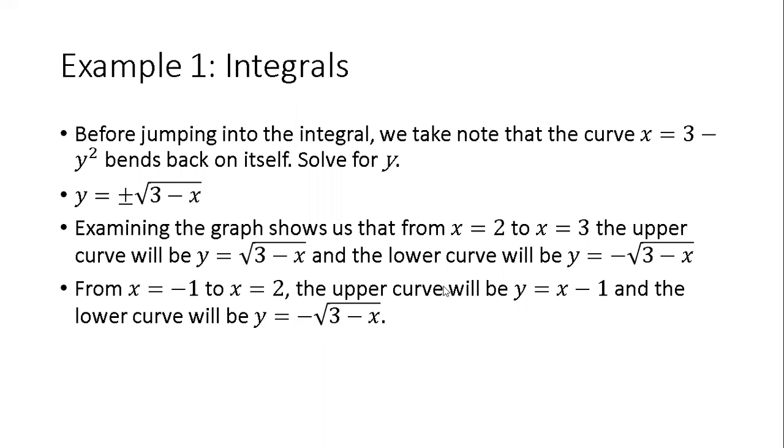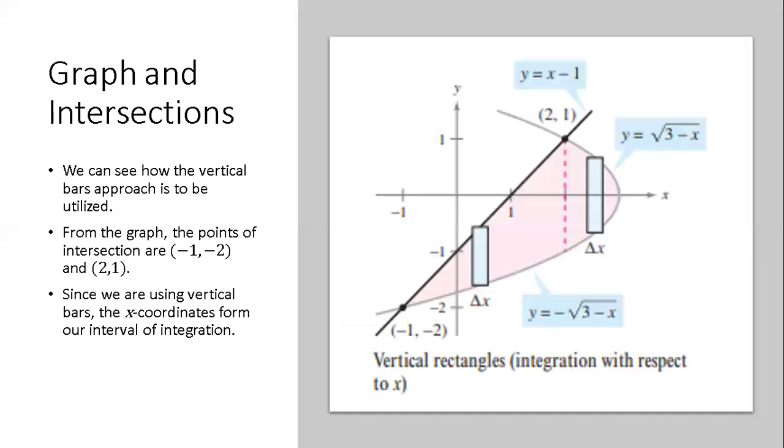So let's review the graphs a little bit so we can see where these notes are coming from. From -1 to 2, where this red line is drawn here, the graph of y equals x minus 1 has larger y values than the graph of y equals the square root of 3 minus x, or y equals the negative square root of 3 minus x. All the way up to this point where x is 2, we have y equals x minus 1 strictly greater than y equals negative square root of 3 minus x.